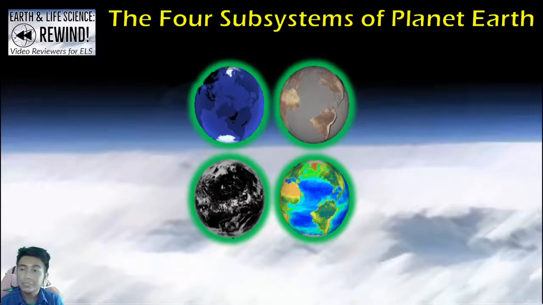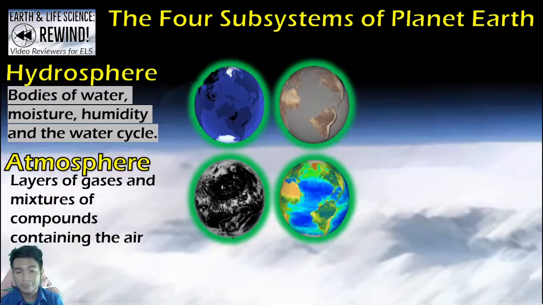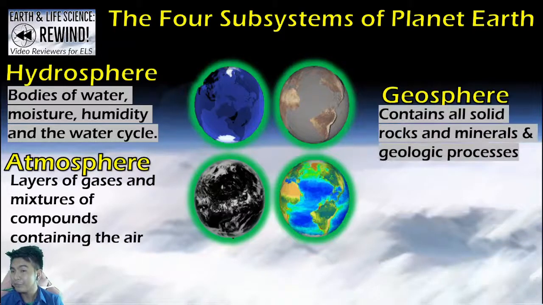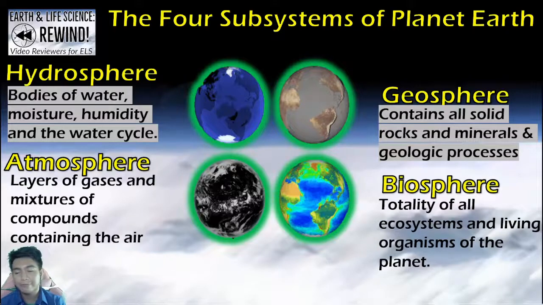Here are the four subsystems of planet Earth. The hydrosphere, which contains all bodies of water, moisture, and anything about water. Atmosphere, which regards the gases and the layers of gaseous compounds. Geosphere, which contains all solid rocks and minerals, and has something to do with geologic, volcanic processes. Biosphere, which covers the totality of all ecosystems. All living organisms are part of the biosphere.